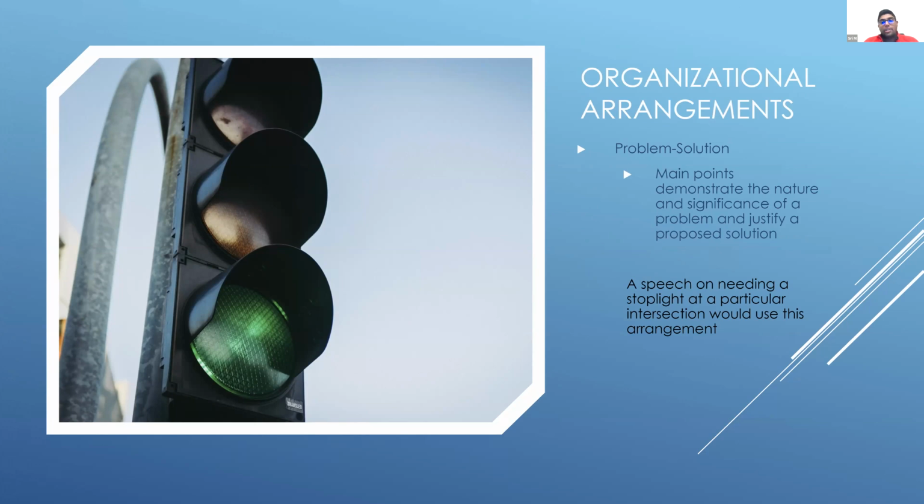So here, the main points demonstrate the nature and significance of a problem and justify a proposed solution. So a speech on needing a stoplight at a particular intersection would use this arrangement. You can say that the problem is that traffic is being clogged up because there is no stoplight, and then the solution would be to install a stoplight there so that everyone can move effectively and not have to wait too long for their turn in order to move through that spot.